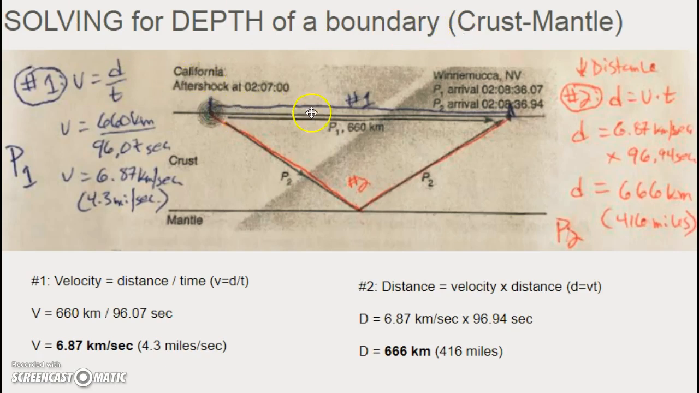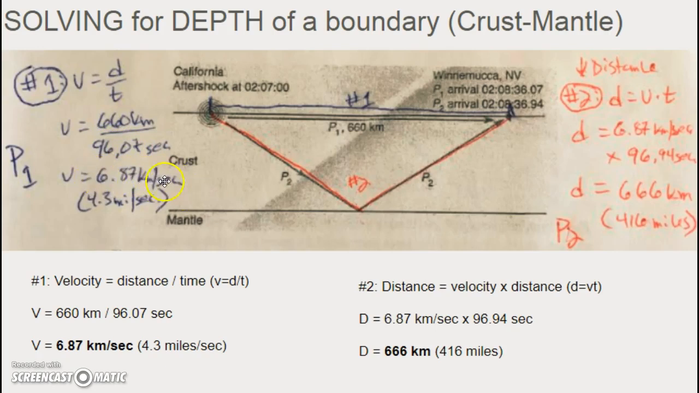So here it is. If it traveled 660 kilometers here, I'm solving for what's the velocity. The velocity would be a distance of 660 kilometers divided by the time. Now notice, we know that this took a minute 36.07 seconds. But I can't have minutes and seconds as my denominator. I have to have it all in common time. So we have to make it into seconds. So I know that 1 minute is 60 plus 36.07. So adding them together, I get 96.07 seconds. So I take 660 divided by 96.07, and I get 6.87 kilometers per second.